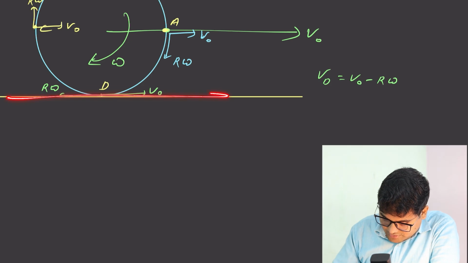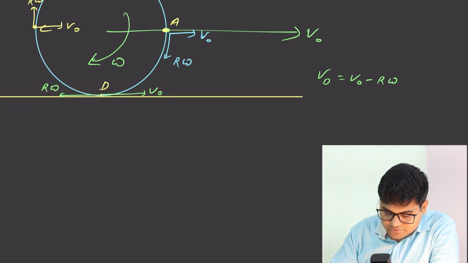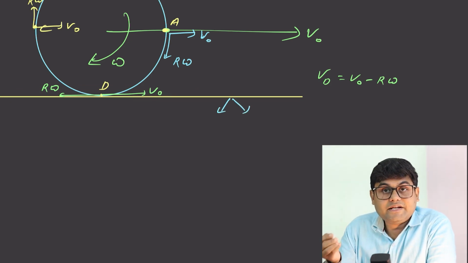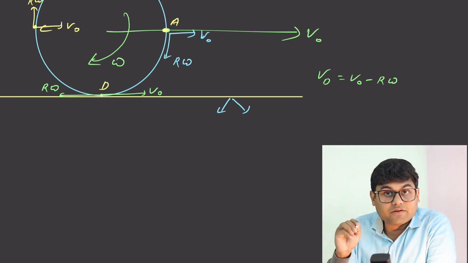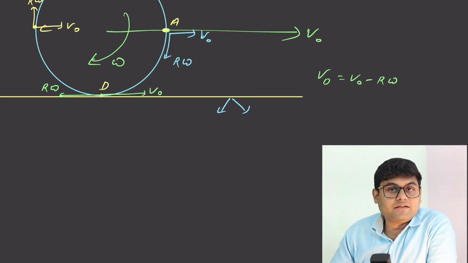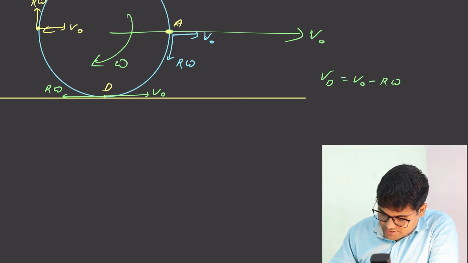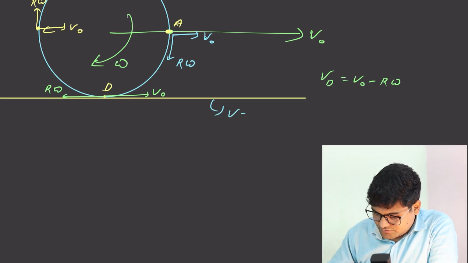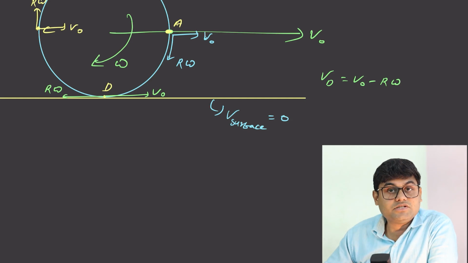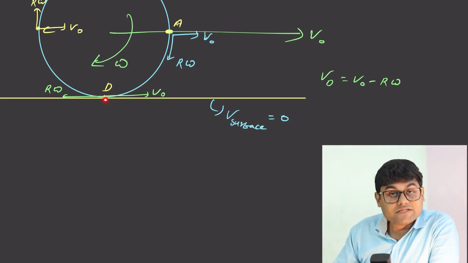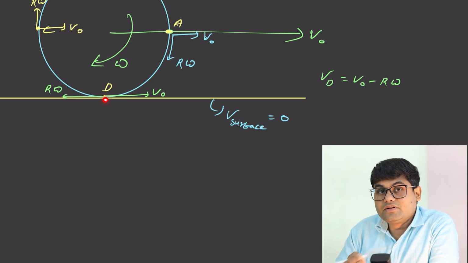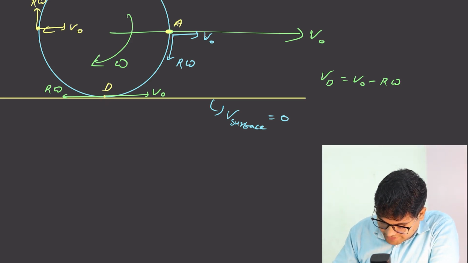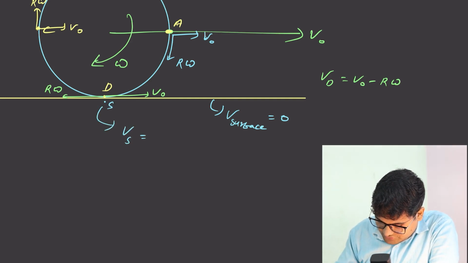Now if we take a point on the surface, there will be two cases. In one case, the surface can be static, or the surface can also be moving. Okay, so let's say we are taking the static case, where this surface is not moving, so the velocity of this surface is zero. So the points on the surface will also have zero velocity. Let's say we are taking a point on the surface and calling it S. So the velocity of point S will be what?